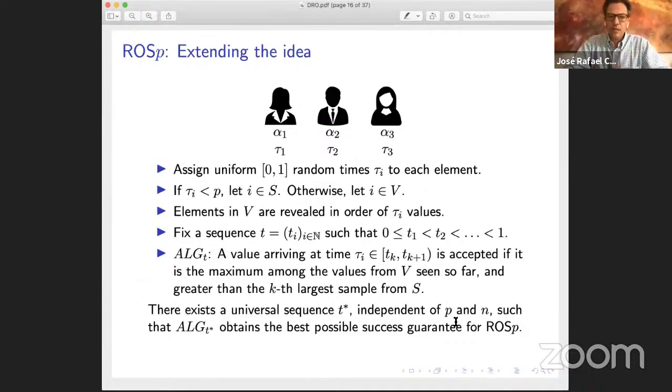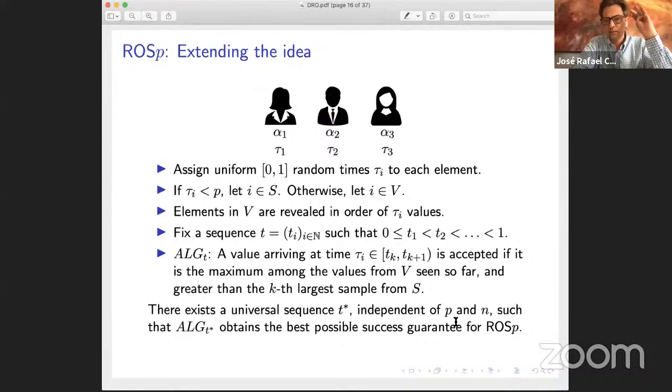So what's going to be our algorithm? Our algorithm is going to be extremely simple. It's going to be a fixed sequence of thresholds, t1, t2, and so on. And the algorithm, which is indexed by this sequence, will do the following. If some value arrives at a time that is between t_k and t_{k+1}, we accept it if it is a local maximum, so a maximum among what we have seen so far in V, and greater than the kth largest sample in S. So the order statistic in S is k or more.